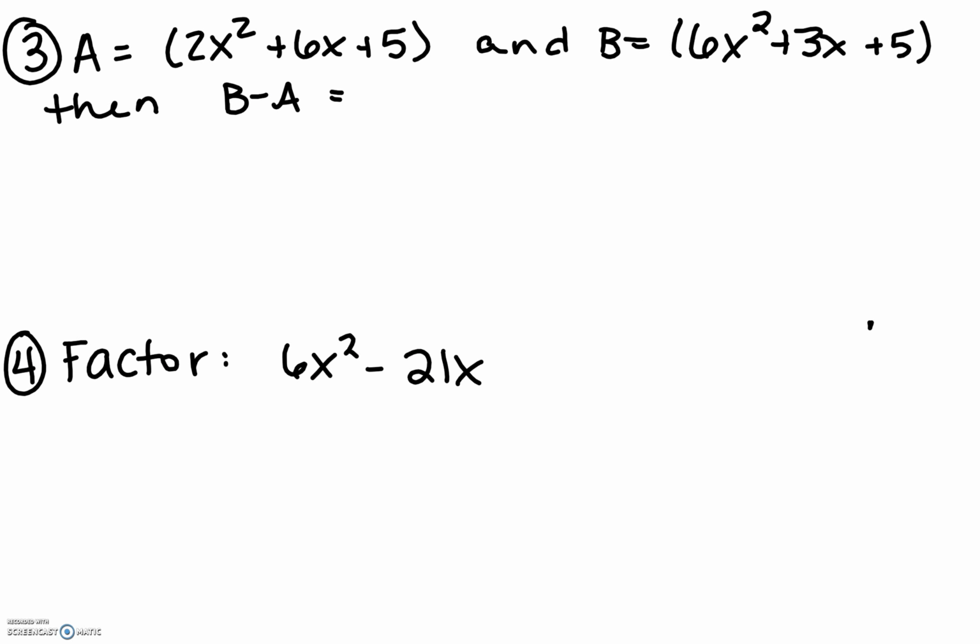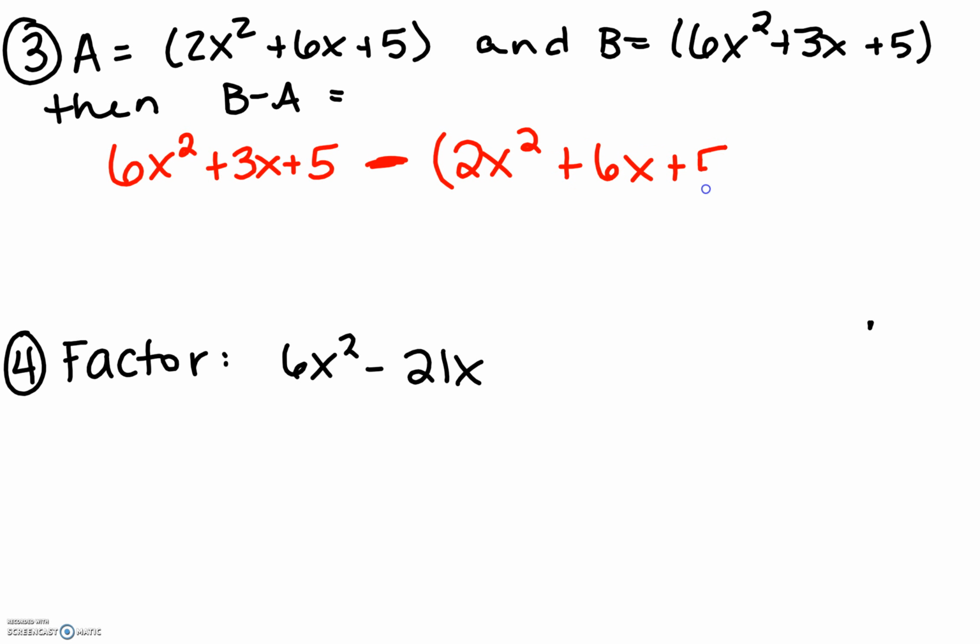For number 3, a equals 2x squared plus 6x plus 5, and b equals 6x squared plus 3x plus 5. We want to express the answer for b minus a. So we want to take b, rewrite it, 6x squared plus 3x plus 5, minus sign, and remember anything after the subtraction sign, we want to place in parentheses because we have to distribute out that negative.